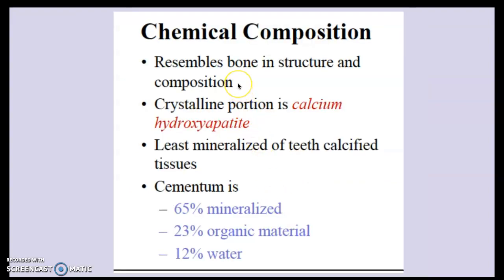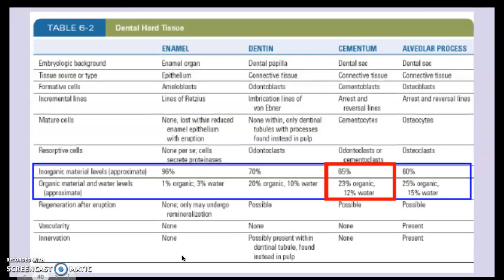The chemical composition, it resembles bone in structure. The crystalline portion is calcium hydroxyapatite. Remember, that is a very important name because we see it all the time. It's the least mineralized of the calcified tissues. Cementum is 65% mineralized, 23% organic, and 12% water. And this chart shows right here. So enamel has the most. Dentin has the second most.